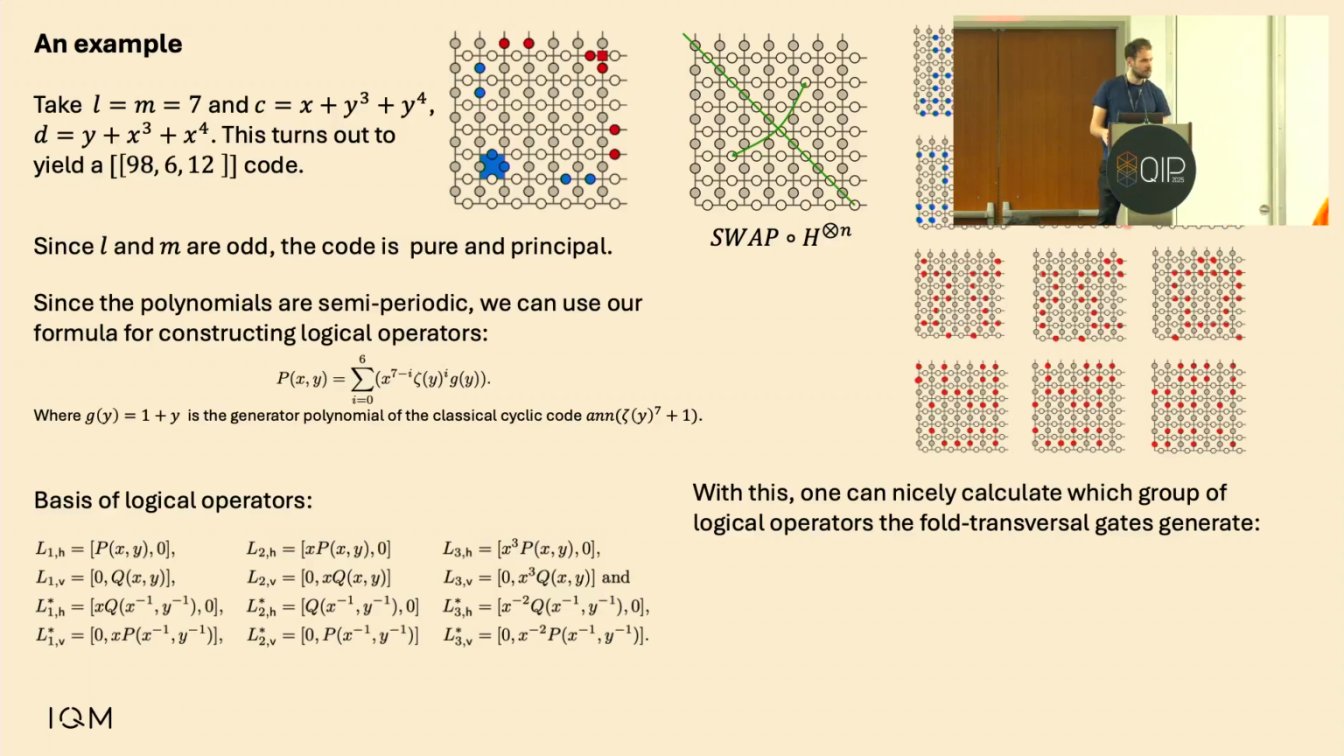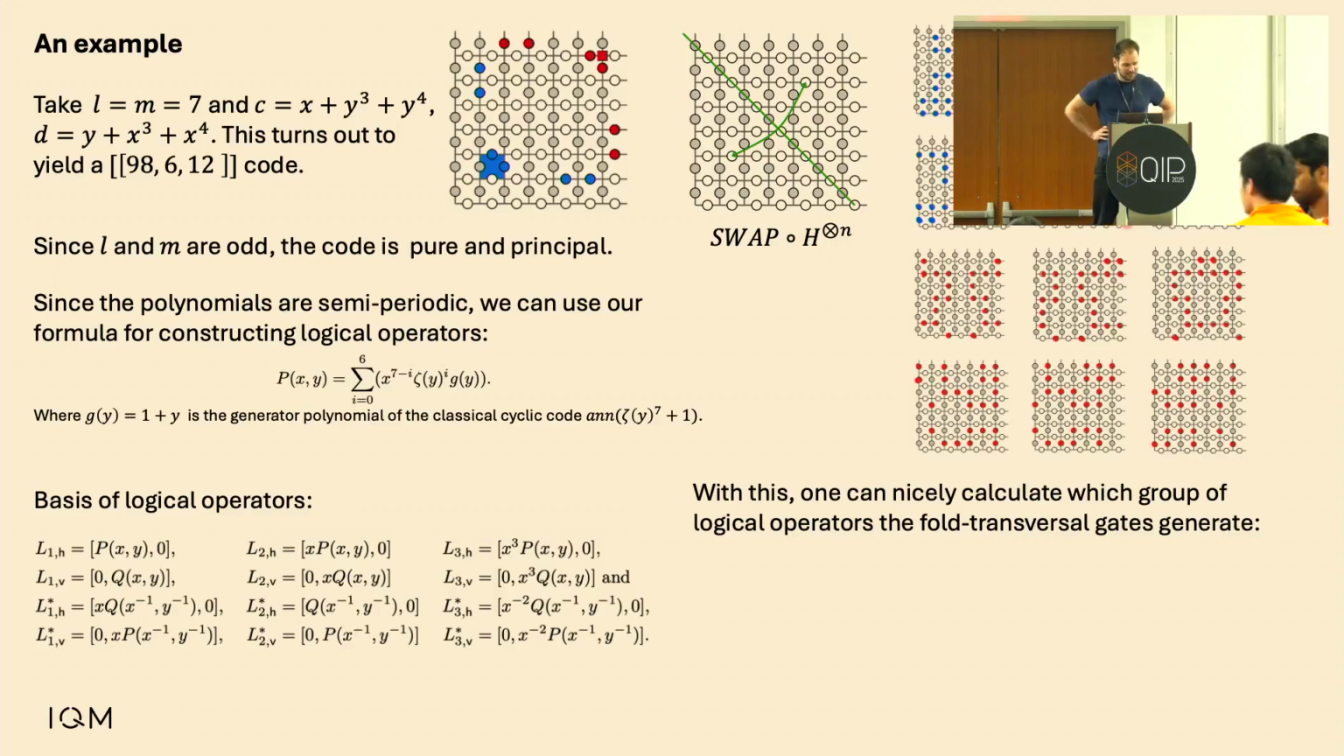Nice talk. One of the issues with the bicycle codes is that it's really hard to lower bound their distance. So I'm wondering if your new results, particularly in identifying the structure of the homology group here, can help provide some better lower bounds on the distance of the codes.